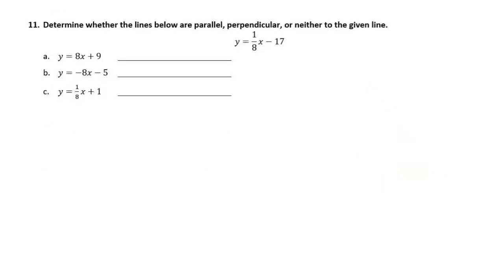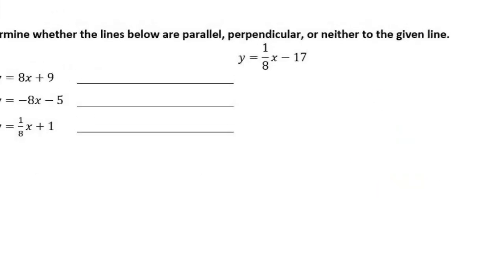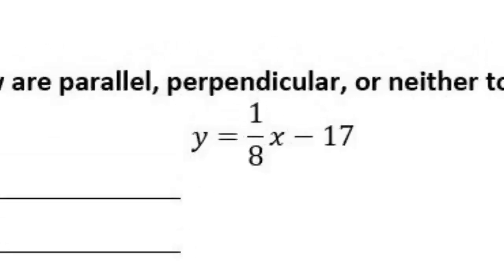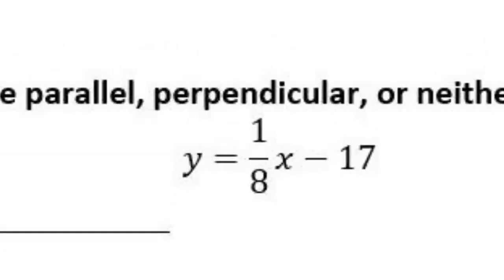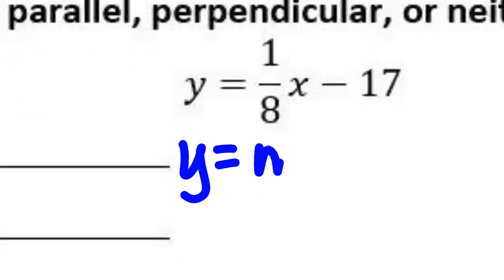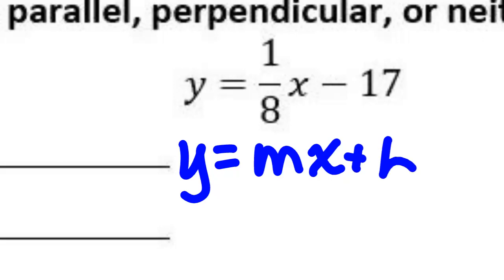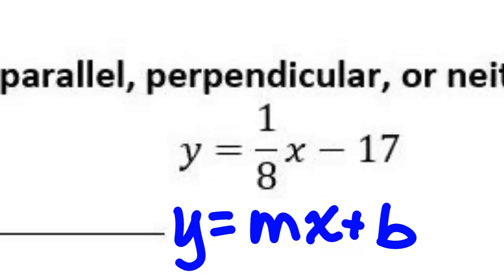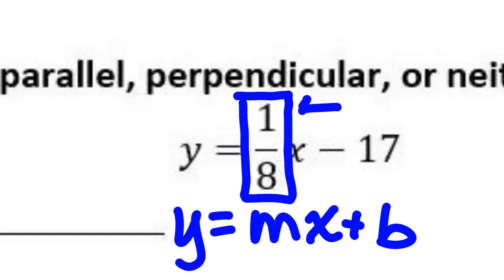So on number 11, we need to pick out lines that are parallel, perpendicular, or neither to this given line right here. The given line is written in slope-intercept form, y equals mx plus b. So what's the slope of the line they gave us? 1/8 is our slope. M is the slope.